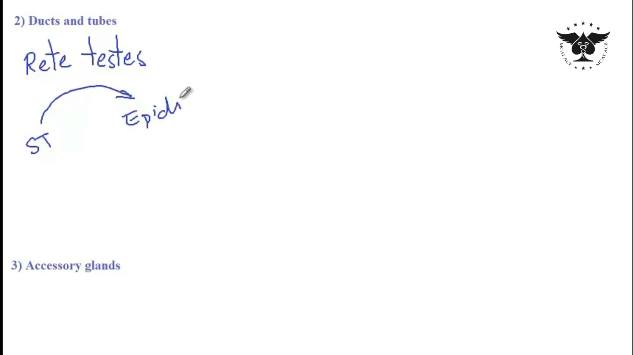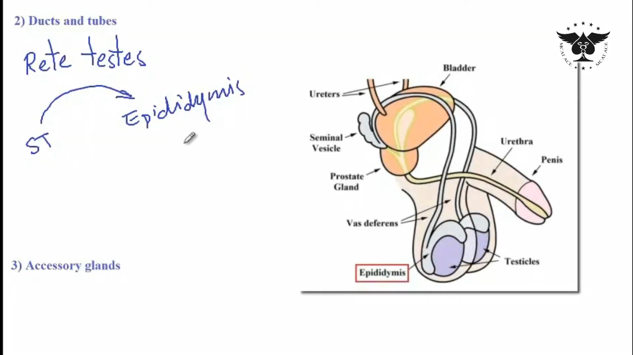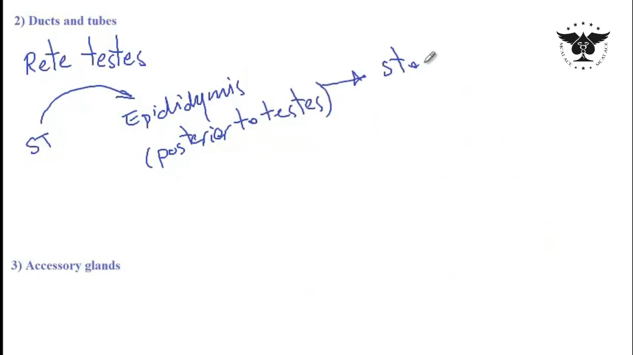The first structure that I would like to discuss is called rete testes, which is basically a network of ducts that help collect sperm from seminiferous tubules to epididymis. So you know how we mentioned that seminiferous tubules is the site of the sperm production, and then epididymis is the site of sperm storage. So their transfer from seminiferous tubule to epididymis is happening with the rete testes. And then epididymis itself, it's basically a comma-shaped organ that lies at the posterior border of the testes. So it's located posterior to testes. And it helps to store as well as helps with the maturation of the sperm.